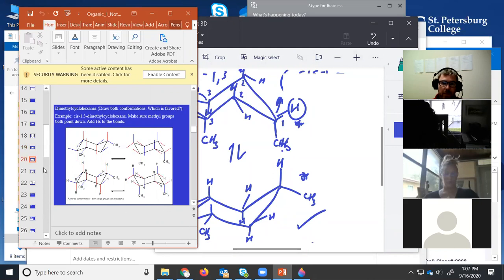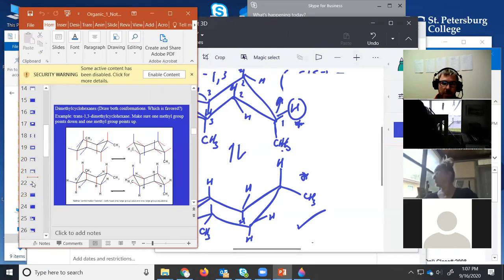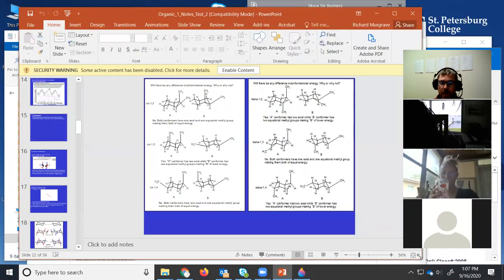So let me show you what, let's see, oops, wrong one, here we go. All right. So I actually have this in the blue book as well, these pages, and you're going to get one of these 6 on the test. Could be any of them, but it's going to be one of them.